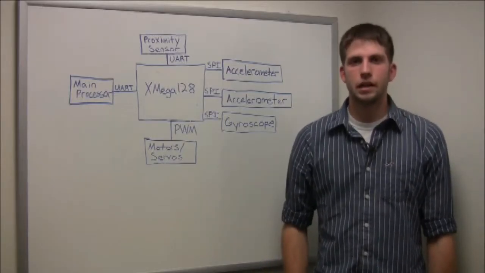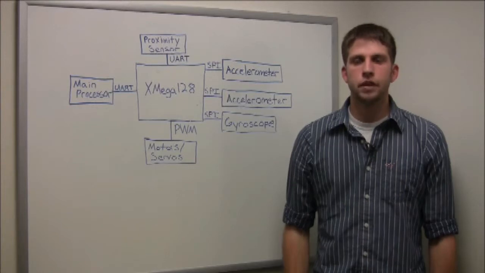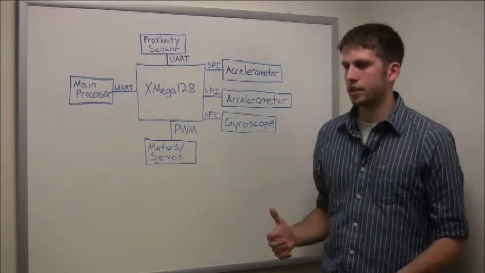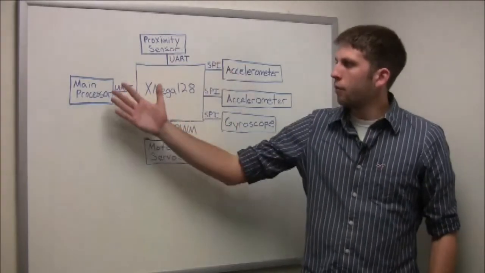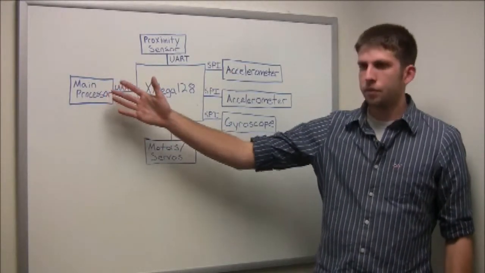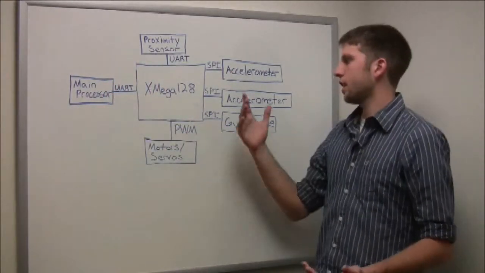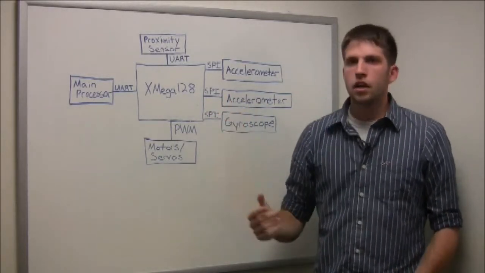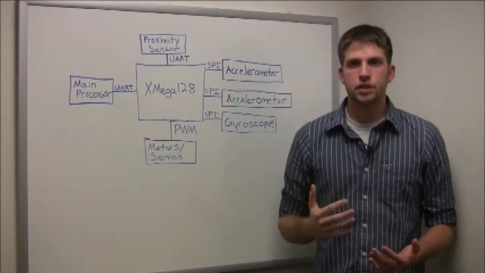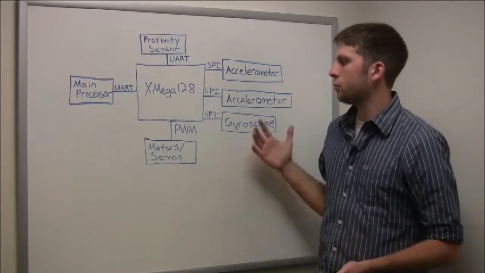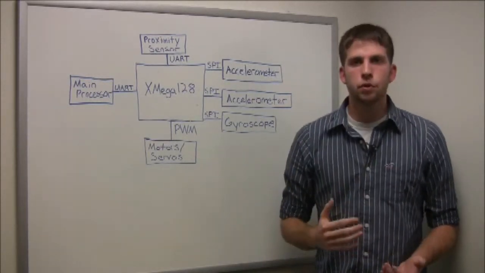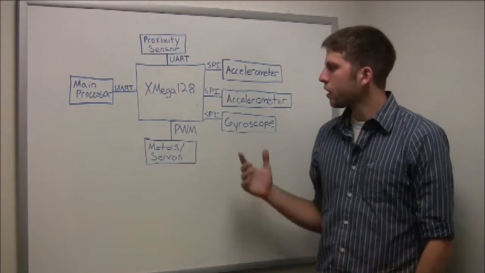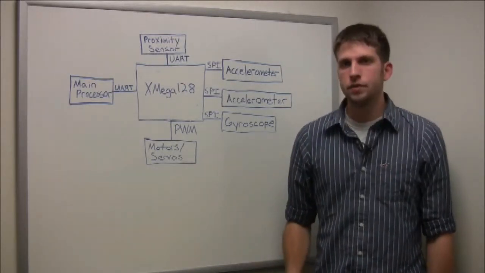This is the block diagram for the flight controller. As previously said, the flight controller acts as the muscle for the UAV. It operates by first receiving a maneuver request from the main processor. The flight controller, which utilizes an XMega 128, then takes in that request and runs it through a set of algorithms to determine how to position the different motors and servos on the UAV.